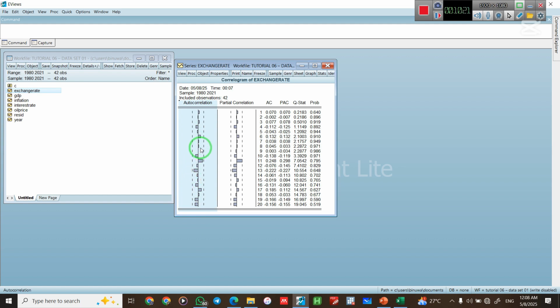The next condition is that the results can't go beyond the significance level, or these values should be within these two confidence limits. All these lag values should be within the two confidence limits. So we can see that there is no systematic pattern, and also all the values are within the confidence level.